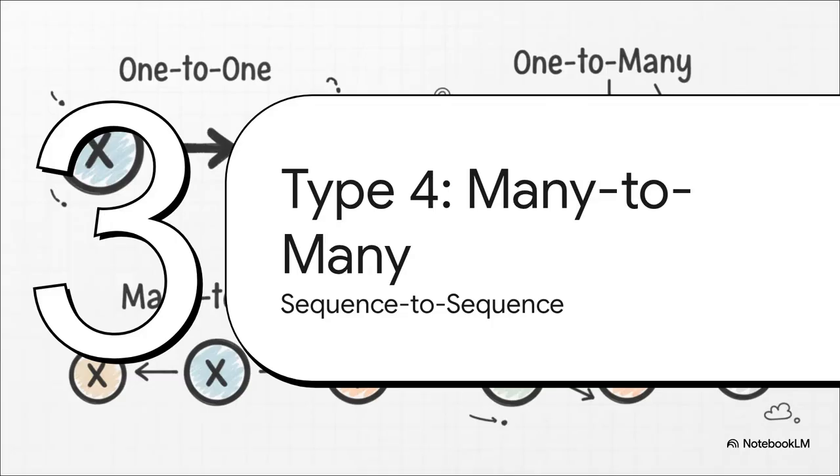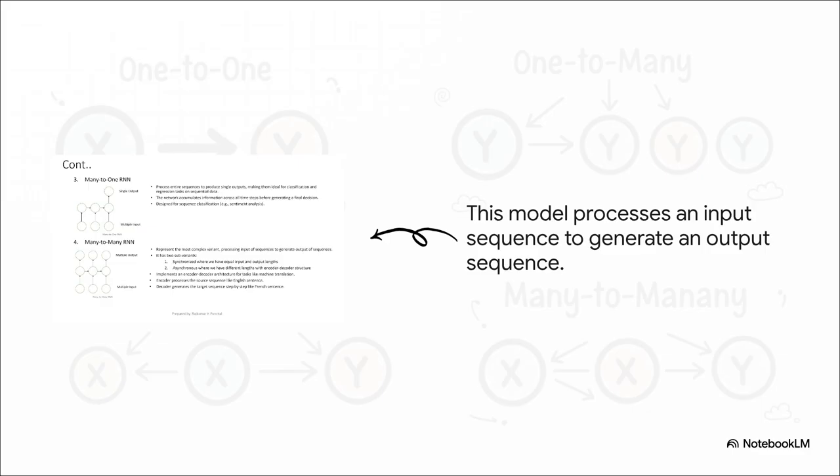And that brings us to our final type, the most complex and, honestly, the most versatile of the bunch, the many-to-many model. This is where RNNs really show off their power in handling those tricky sequence-to-sequence tasks. This is the whole shebang, the full sequence-to-sequence model. What's happening is the network takes in an entire input sequence, and in response, it generates a completely new output sequence. You can almost think of it like a conversation happening between 2 different streams of data.